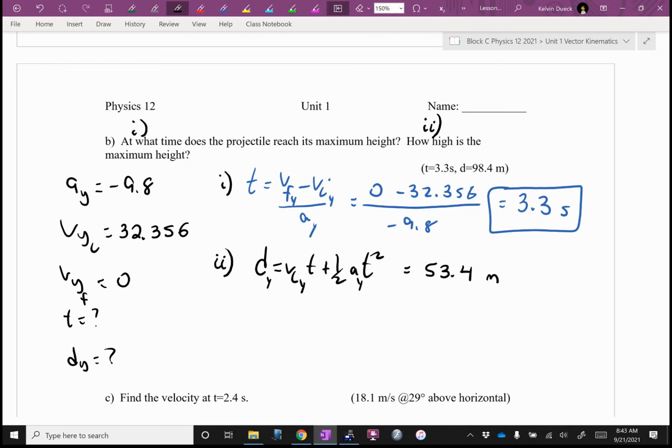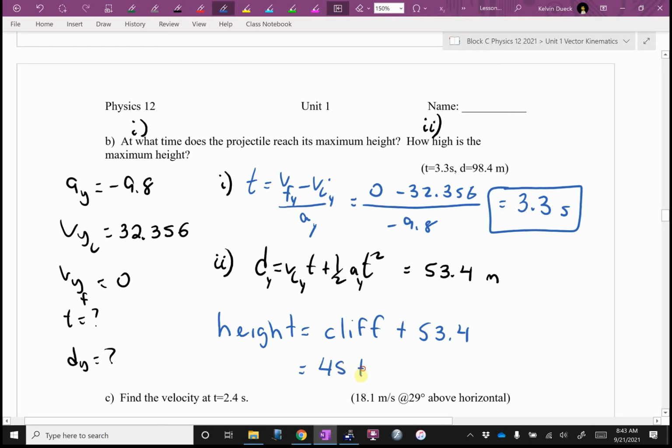We're launching from a cliff. How high was the cliff? We found out how high we are above from where we started, 53.4, but we didn't start on the ground. Height is going to be cliff plus 53.4. So that's going to be 45 plus 53.4, and that ends up being 98.4 meters, I think, if we do the math.